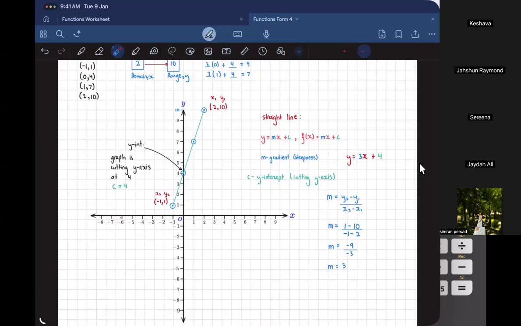So Keshava, if there's anything I want you to take away, I took 2 points on the graph, and I read off 2 points. I call this point the first point, x1, y1, and this point the second point, x2, y2. So the gradient formula will be y2 minus y1 over x2 minus x1. So you just substitute and you work it out. So you understand how I find m using the formula?